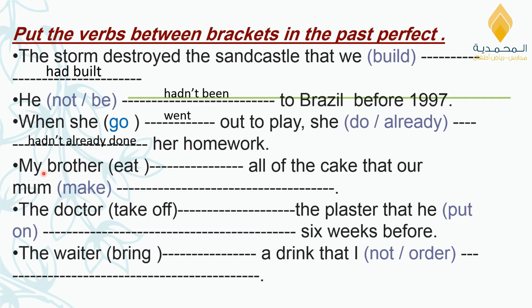Next, my brother eat all of the cake that our mom make. Which happened first, making the cakes or eating them? Yes, so it is making the cakes, then we eat them. So we say, my brother ate all of the cakes that our mother had made.